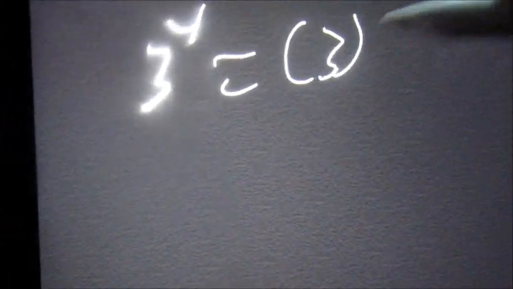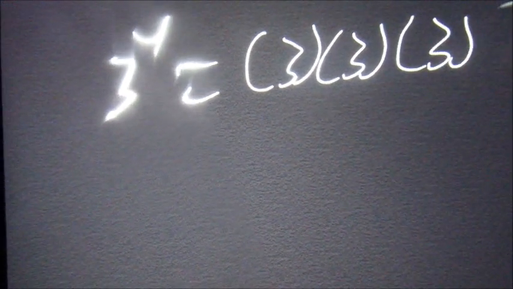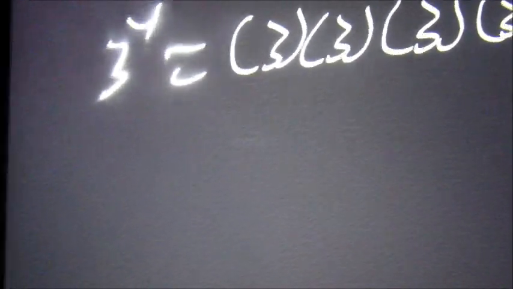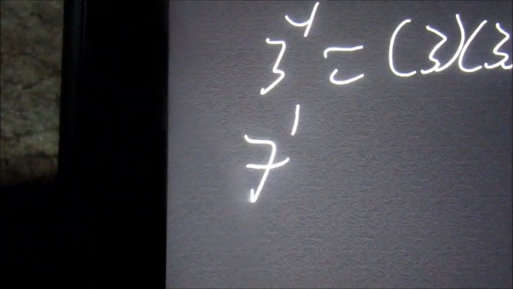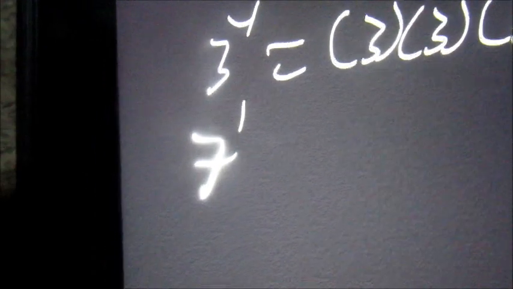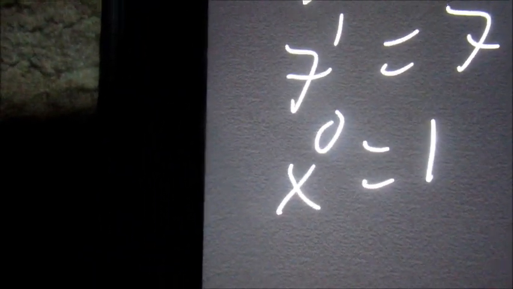So some examples with numbers. Let's say that we have 3 raised to the 4. And when we have that, we could rewrite this as 3 times 3 times 3 times 3, and that will equal 81. If we have just something like 7 raised to the 1, that means that you're using 7 as a factor 1 time, so it just equals 7. And remember, anything raised to the 0 is going to equal 1.